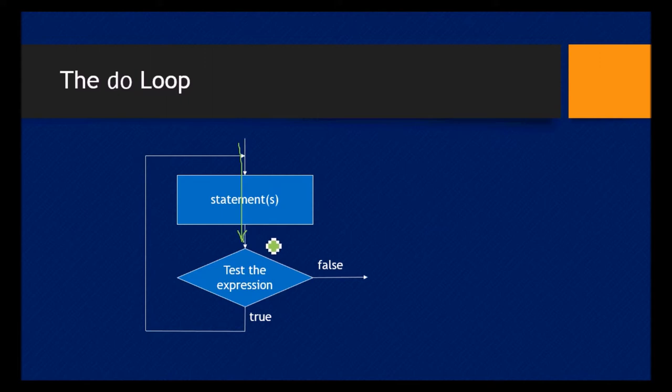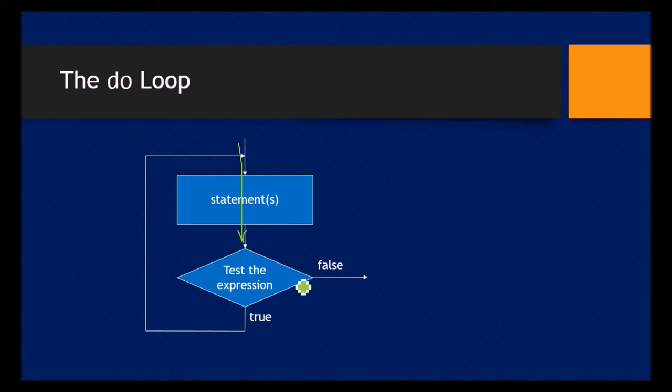In the while and in the for, the test happens first. So those may not loop at all. The while and the for, if that expression is false, it exits. It does not go through the body of the loop. So the minimum number of loops in a while loop or a for loop is 0. You may not loop at all. The minimum number of loops in a do loop is 1. You have to go through the body to get to the test.